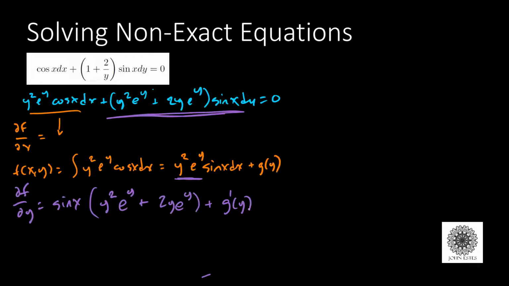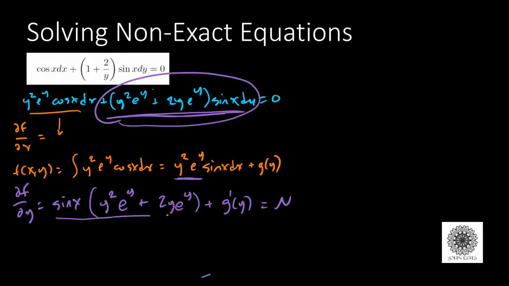Now, this is supposed to be N. So I compare it to my N up here. And I notice I have sine x times y squared e to the y plus 2y e to the y, which is exactly what I have down here. So there's actually nothing there for my g prime. So g prime in this case equals 0, which implies that my g would just have to be some sort of constant.